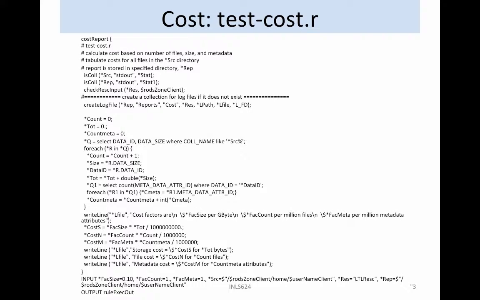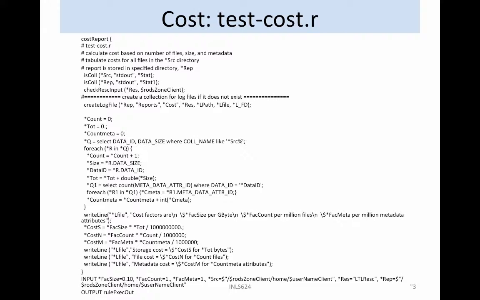A rule to calculate storage cost, test-cost.r, is shown here. The rule is available in LifeLab Zone Home, RW More Rules, test-cost.r. The rule uses input parameters to assign a cost to three categories.